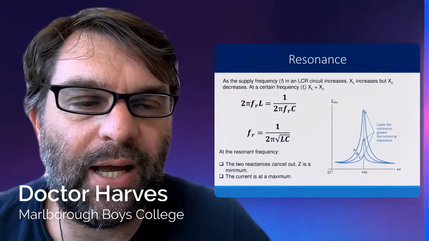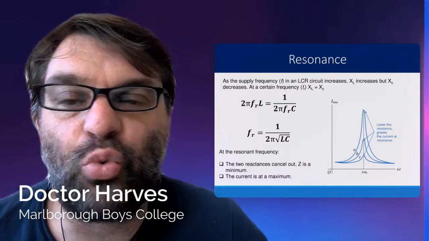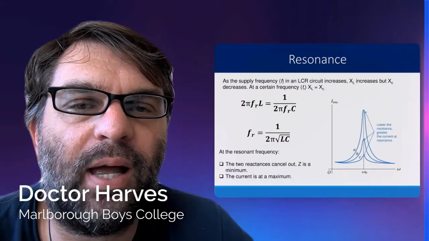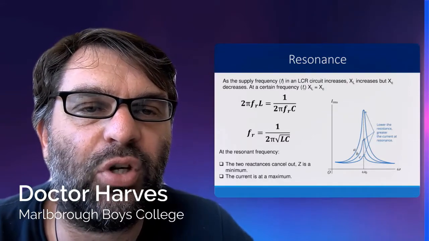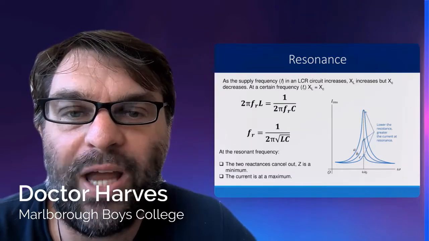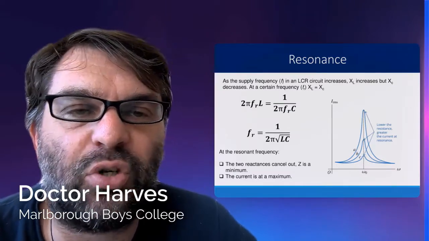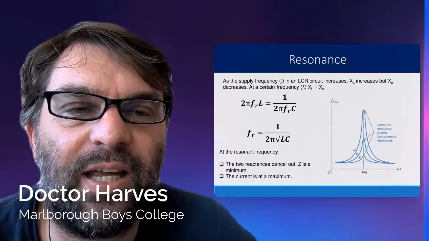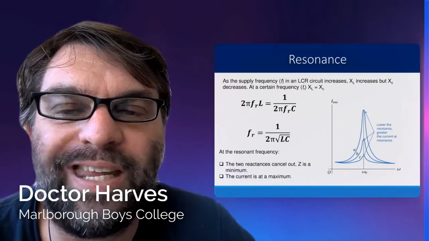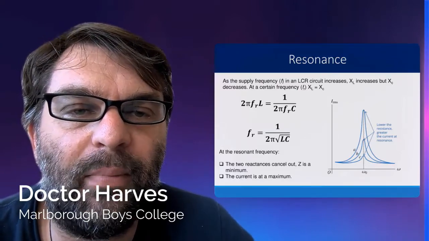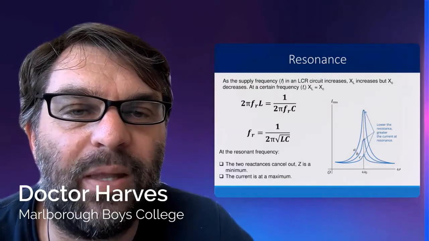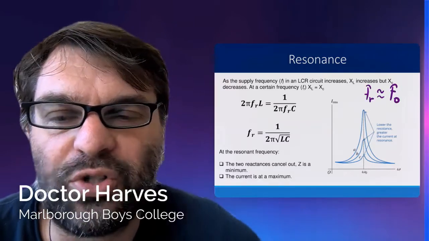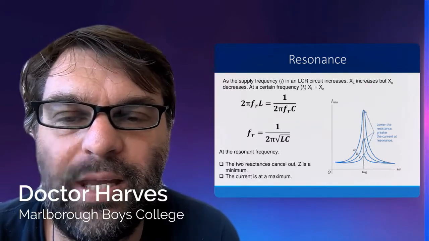Okay, and the final point is going to be around resonance. Okay, so in terms of resonance, as the supply frequency of an LCR circuit increases, due to the equations, the reactance across the inductor increases, but the reactance across the capacitor will decrease. At a certain point, these two values will be the same, and this is known as the resonance frequency. Okay, that's where the reactance across the inductor equals the reactance across the capacitor.